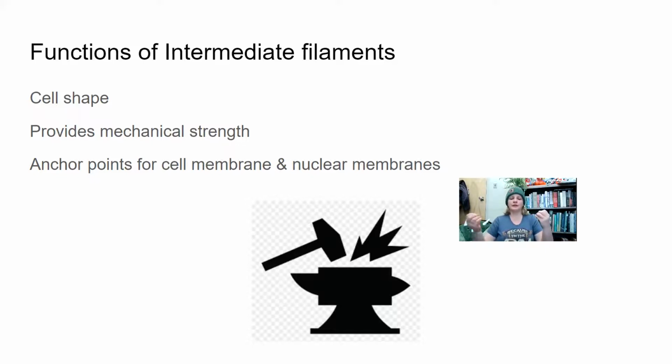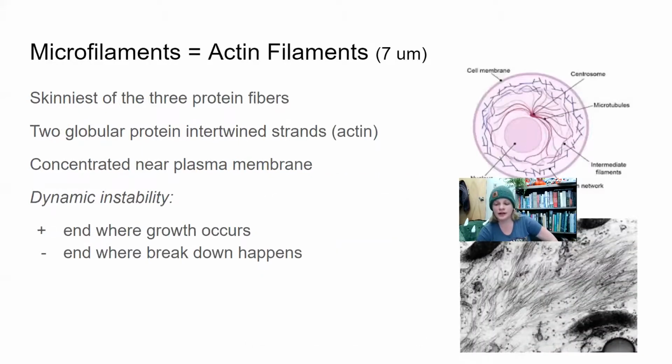And they also provide anchor points for the plasma membrane and the nuclear envelopes, so that those structures, the plasma membrane and the nuclear membrane, can maintain their shapes as well. Okay. And then our last and smallest are the microfilaments.